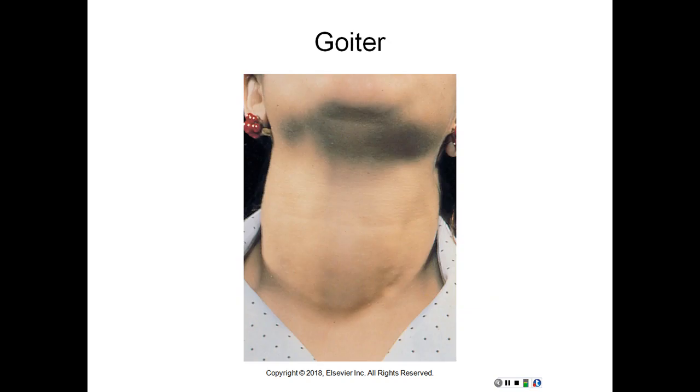And then here is a goiter, which is enlargement of the thyroid gland, may be caused by autoimmune disease of the thyroid, such as Graves' disease or Hashimoto thyroiditis, iodine deficiency or the presence of multiple nodules. And that will end this recording.